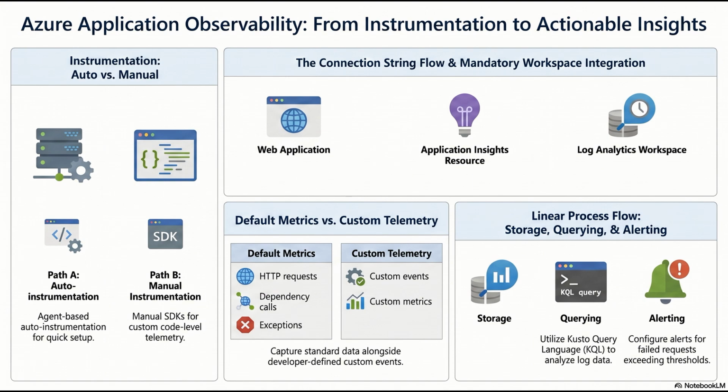The Well-Architected Framework, or WAF, is a set of guiding tenets provided by Microsoft to improve the quality of a workload. It asks you to evaluate your architecture across 5 pillars: reliability, security, cost optimization, operational excellence, and performance efficiency. And where does observability fit? The observability stack we've built today maps directly to the operational excellence pillar.